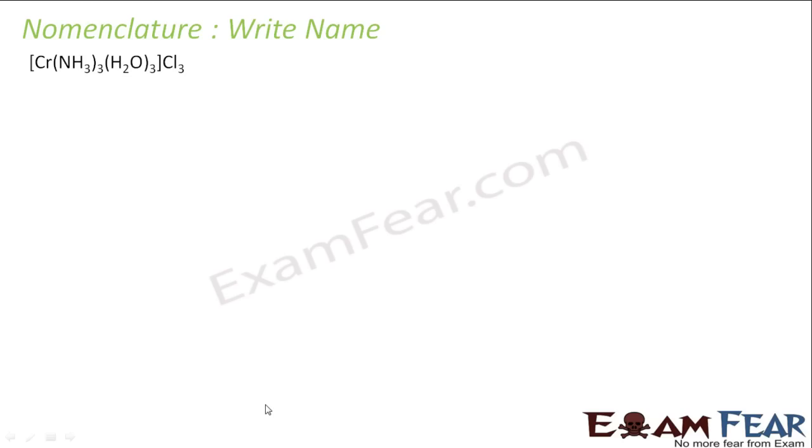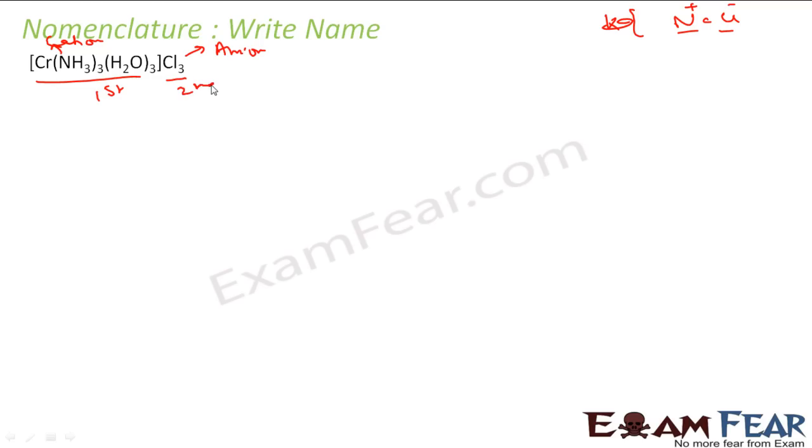The first example is Cr(NH3)3(H2O)3Cl3. The first thing is we'll find which is cation and which is anion. This Cl3 is minus, so this one is anion and this is cation. Typically, when we write the compound, we write the cation first, for example NaCl. This is a cation, this is an anion. So you may not have to worry, but it's good to double check. In this case, we can see this is a cation and this is an anion. So as per the rule, cation will be written first, and then anion.